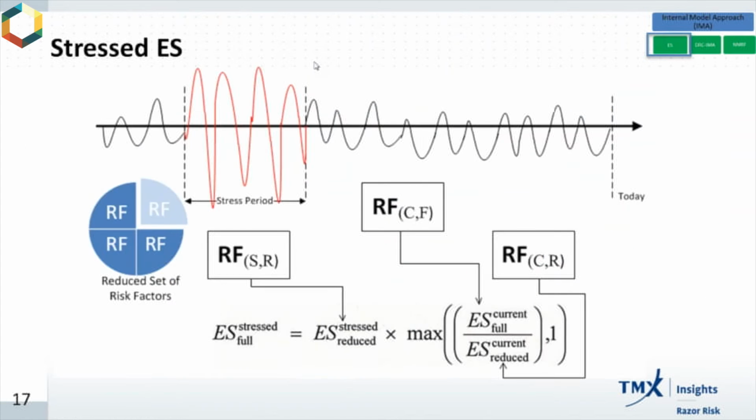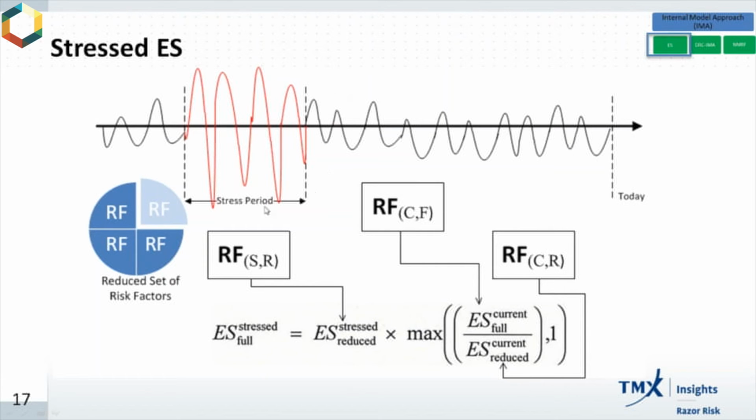And the next slide is for the stress ES. So after liquidity horizon, ES needs to be calibrated for the stress period. So the first step is to identify the stress period. Stress period is a 12-month period in which the portfolio has the most significant loss in history, which must go back to at least 2007. So we highlighted it in red over here.